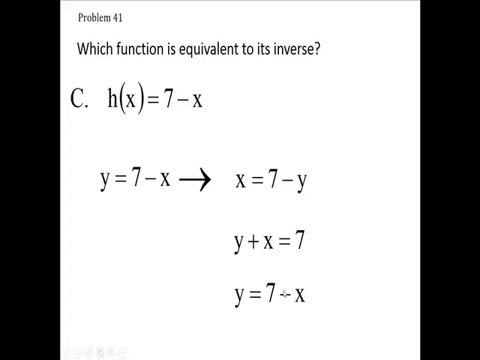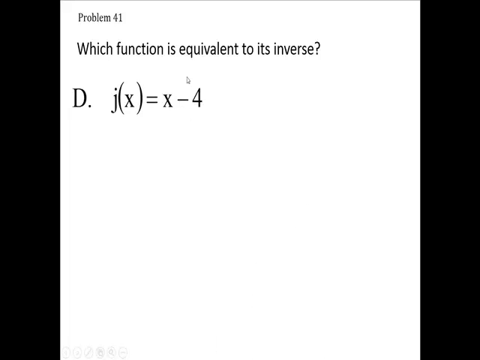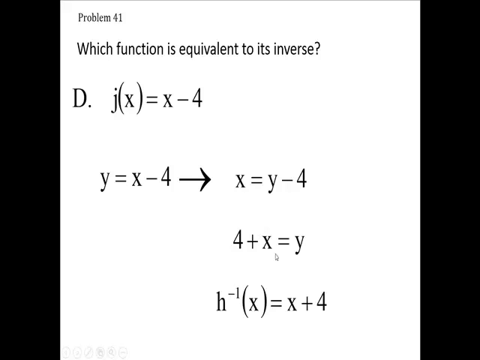We need to go ahead and test out answer D. Okay, this is the yes one. All right, answer D. Say y equals x minus 4. Write the inverse of it now. Say x equals y minus 4. Now add 4 to both sides. You'll have y equals x plus 4. Well, x minus 4 is not the same thing as 4 plus x. They're not the same thing at all. So of the 4 possibilities, we're going to pick answer what? C.